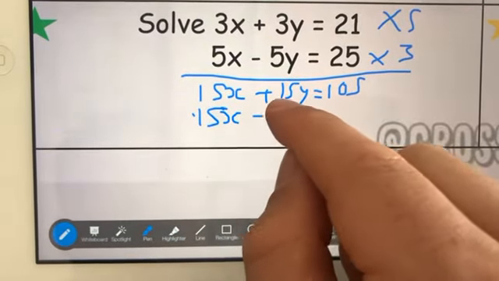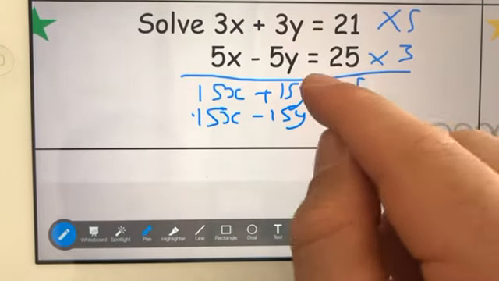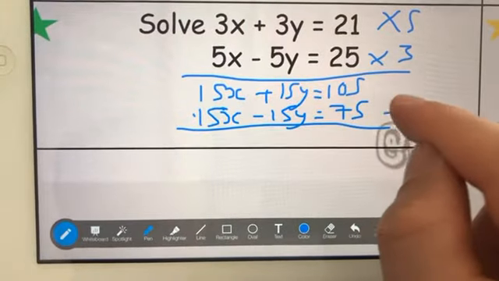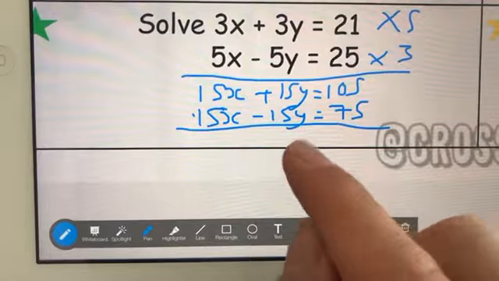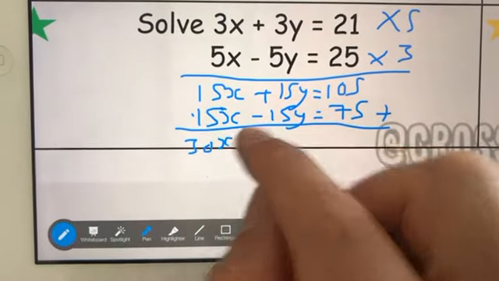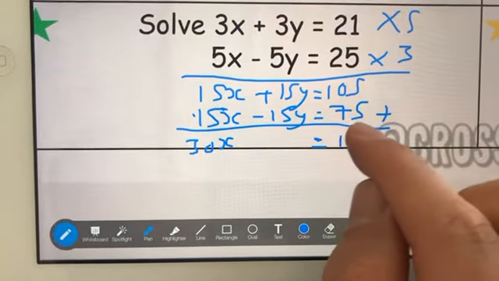Then the bottom, times that by 3, I end up with 15x take away 15y equals 75. Okay, now if they're different, you add. If they're the same, you subtract. Different signs, so I'm going to add together. I end up with 30x equals, they cancel out to me nothing, equals 180.